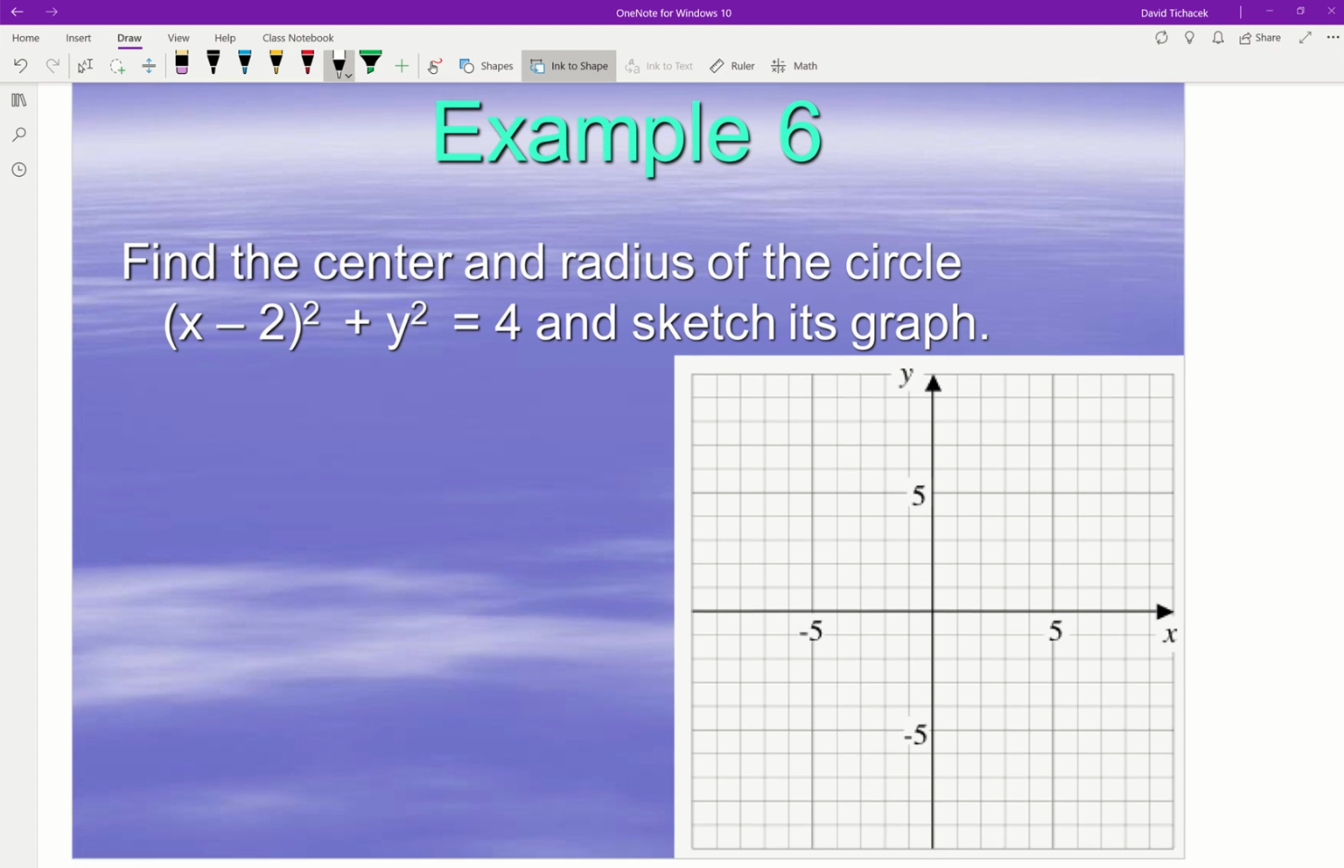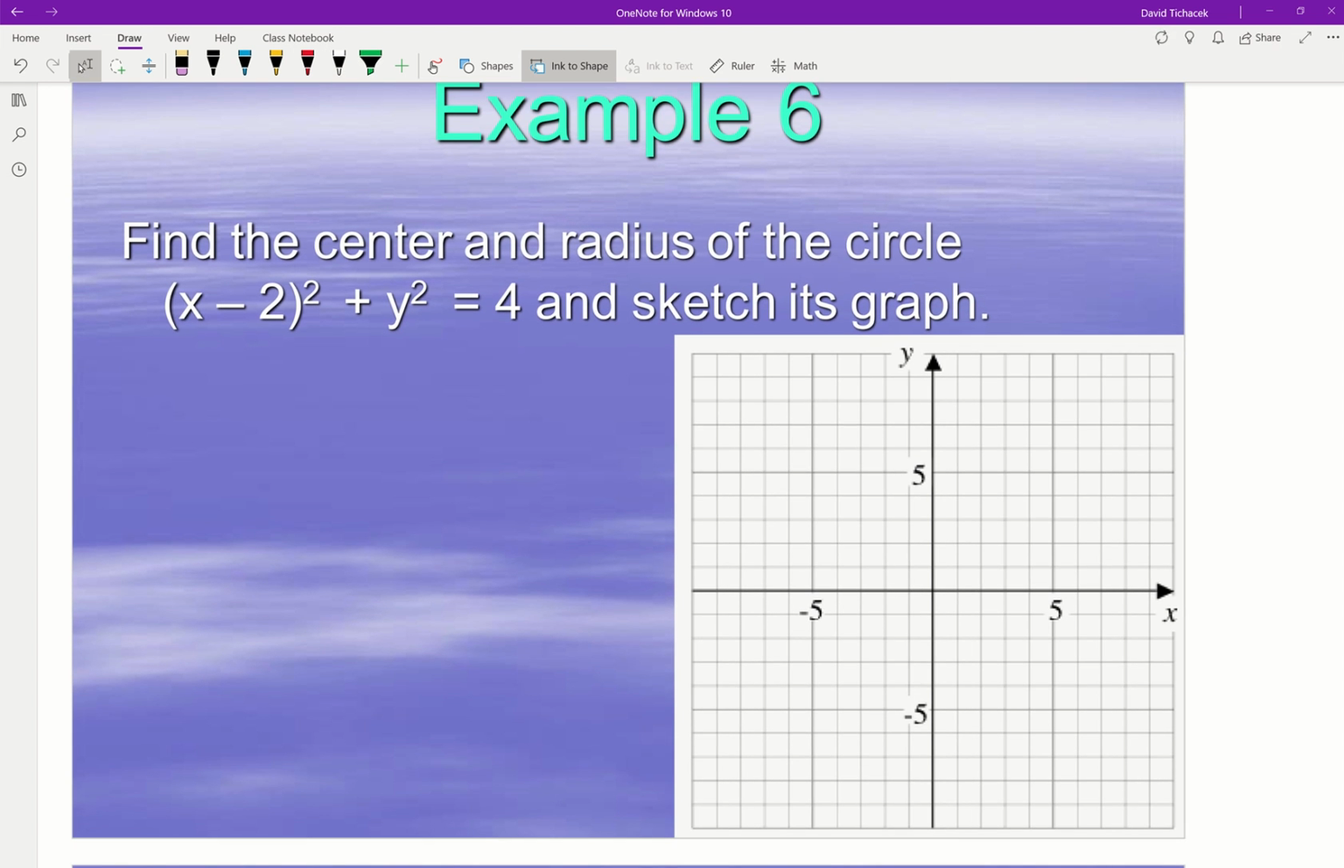If we take a look at this first example, it says find the center and radius of the circle with this equation and then sketch its graph. Well, what we want to do is match this up with the general equation of a circle and see what is playing the role of what and identify some of our key parts there. There's the general equation of a circle, and I think it's really easy to pinpoint what's playing the role of h. That would simply be 2.